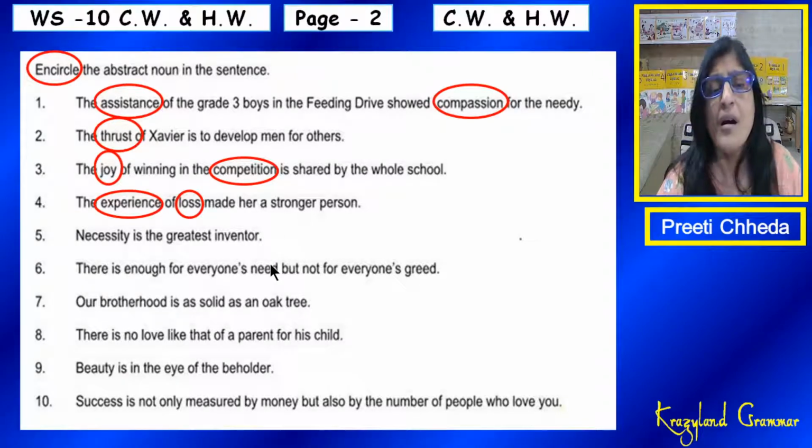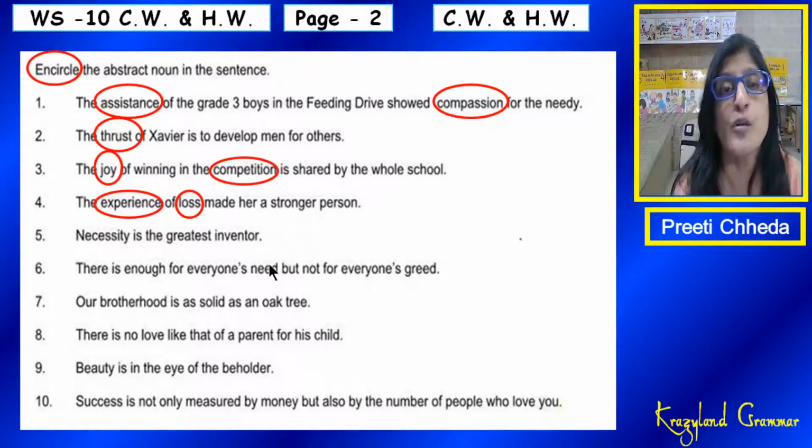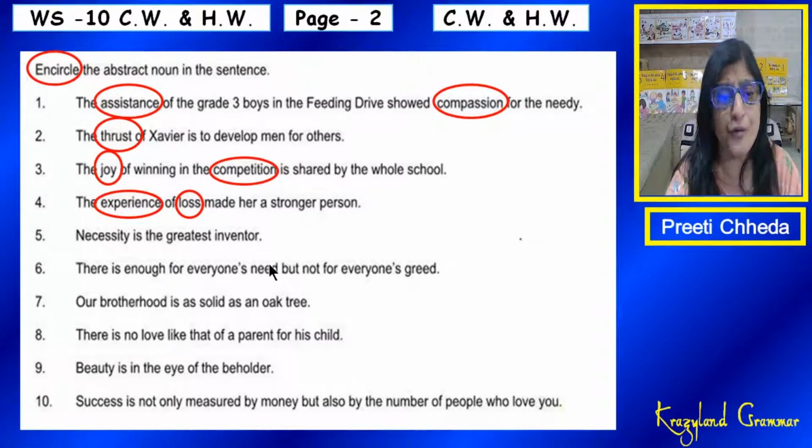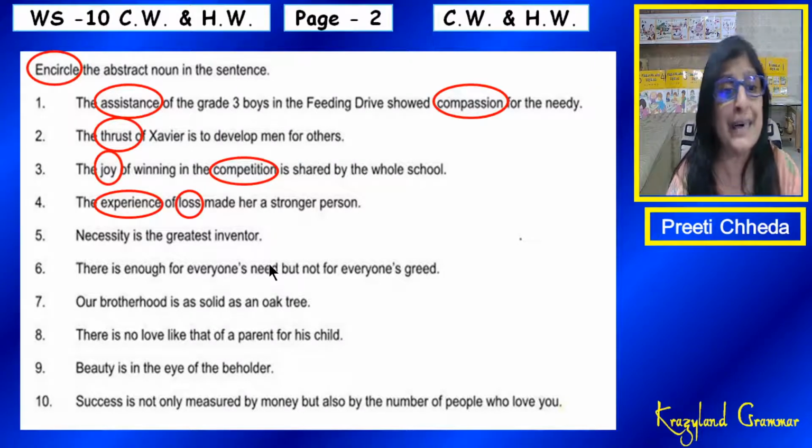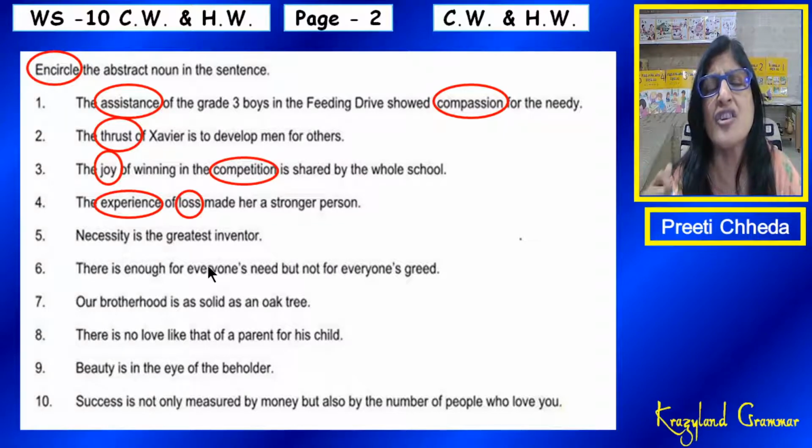So, how many abstract nouns? 2. Okay, there are some proverbs also, and some sentences are so beautiful, quotes which are very helpful when you will be writing in your creative writing. These types of sentences help you a lot. So the more you read this type of material, the better. You can improve and heighten your English. So that is what is needed. Okay, number 5, necessity is the greatest inventor. Necessity means need. If I have a necessity today, then I can invent something.